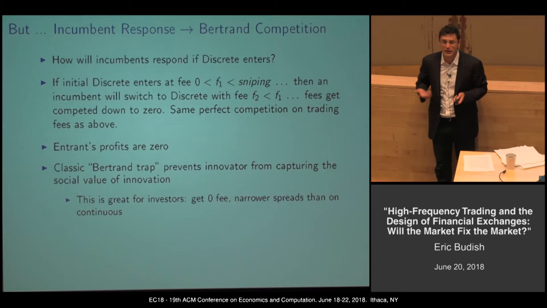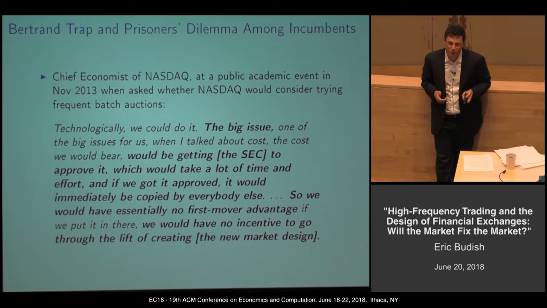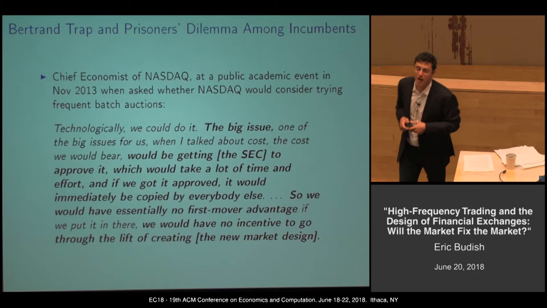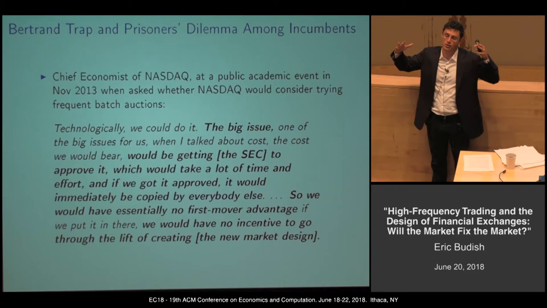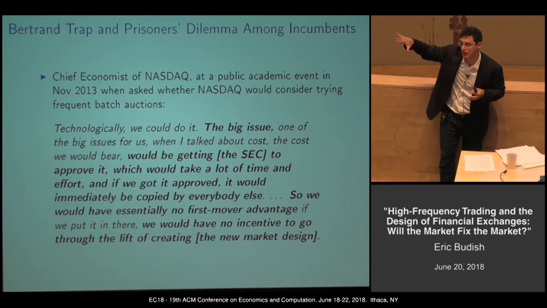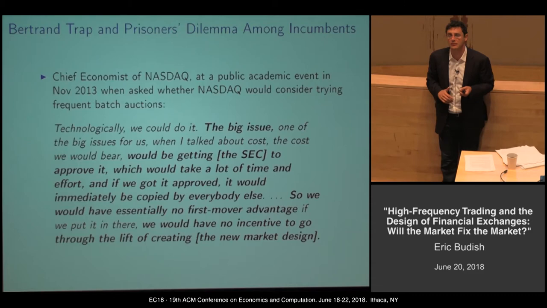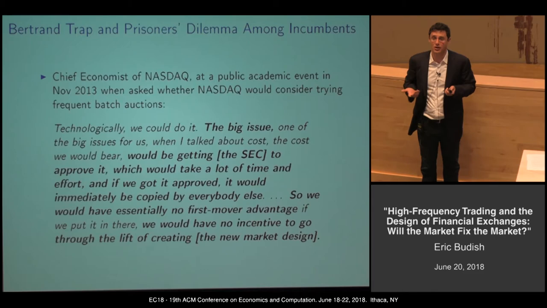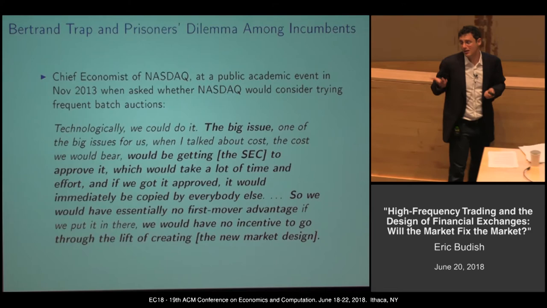Okay? So you end up with essentially a prisoner's dilemma, where any one exchange that adopted could actually win significant share and make money if it could do so unilaterally. But then if other exchanges copied, there wouldn't be any money left. You'd be stuck in this world of brutal competition on trading fees, having blown the good part of the business, which is colocation and data. And this might sound a little bit abstract and academic and fanciful, but the chief economist of NASDAQ, at an academic conference, basically said it would be expensive to adopt frequent batch auctions. We could do it. Technologically, it's easy. The hard part would be getting the SEC to approve it. And if we did it, we'd get copied. So there wouldn't be much economic incentive for us to do it.